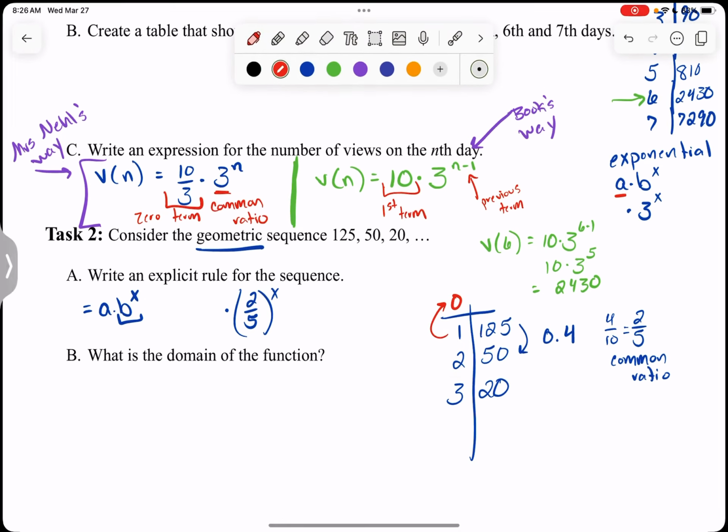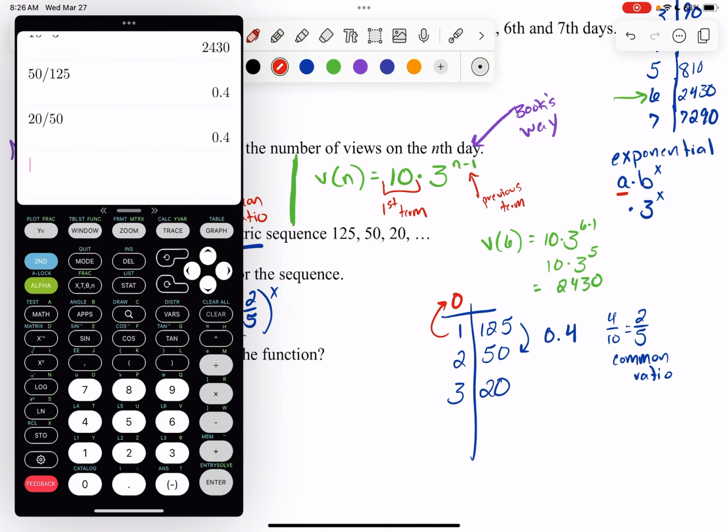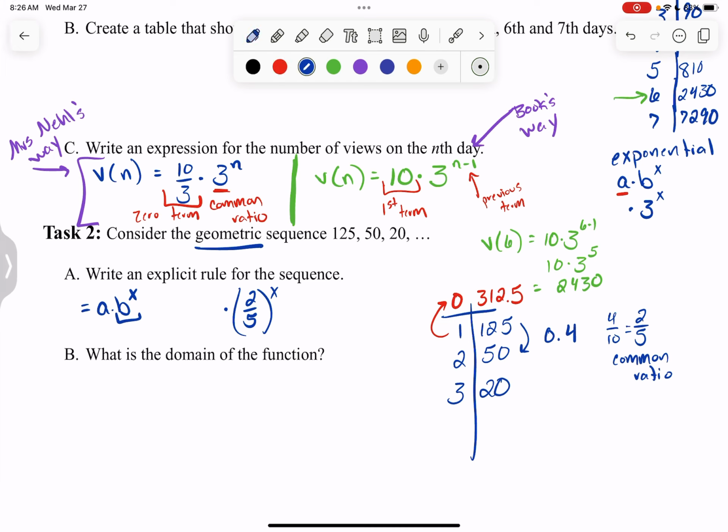Oh, sorry, guys. I don't know why that's not working. Click. Okay. So 125 divided by the 0.4. And I get 312.5. So let's double check it. Divided by 312.5. There's my 0.4. So I know my 0th term is 312.5. So there is my sequence.